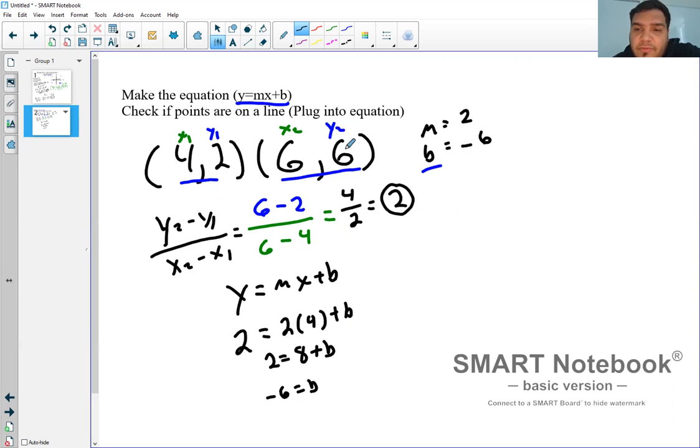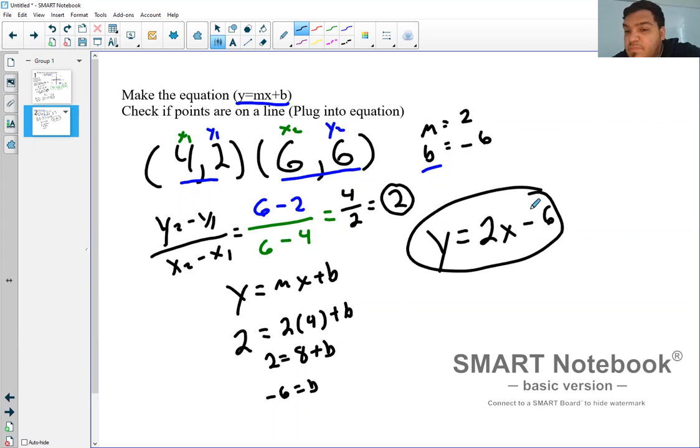And then, since I'm looking for an equation, all I do is plug in all of my missing pieces. Y equals 2x minus 6. That's it. So you just put it as an equation at the final part.